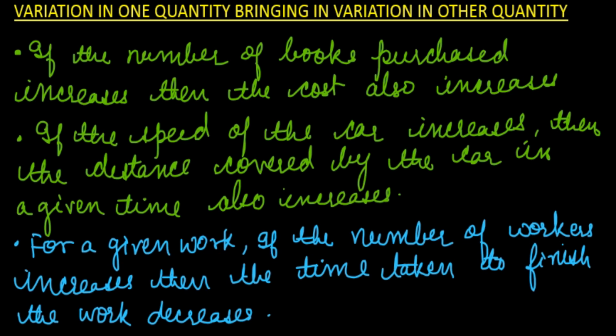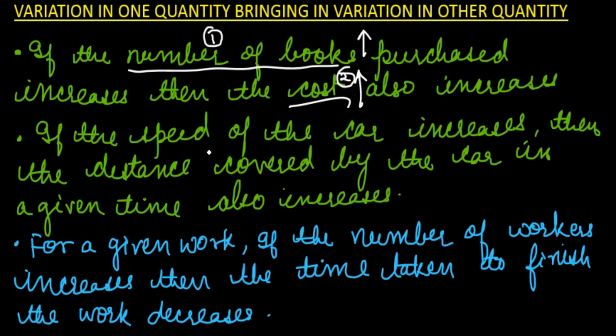Okay, so the first one, when the number of books purchased increases, the cost also increases. So what are the two quantities here? Number of books is quantity 1 and cost is quantity 2. And what are we telling? That when the number of books is increasing, the cost to buy the books also increases.